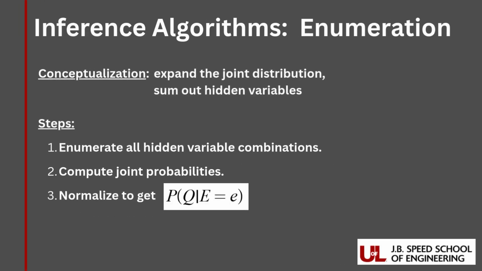The first algorithm that's used is enumeration. And the idea here is that, again, we are trying to find the probability of Q given evidence variables E. The idea is that we're going to enumerate all hidden variable combinations and then compute joint probabilities and then normalize to get our answer.